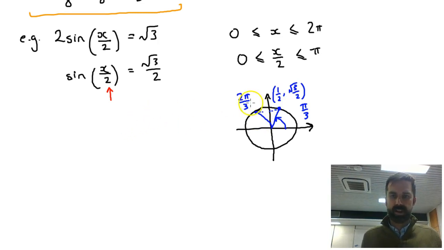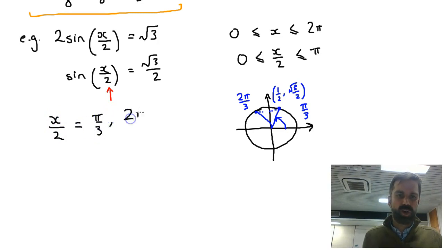So let's just think about our range here. We've said that the angle that we're interested in, which is x over 2, is between 0 and pi. Well, both of these solutions that we've found are between 0 and pi, so that's fine. We're going to take both of them. It is possible maybe that you could get a solution outside of that range, in which case you'd ignore it. But these two are between 0 and pi, so our possible solutions are x over 2 equals pi on 3, or 2 pi on 3.